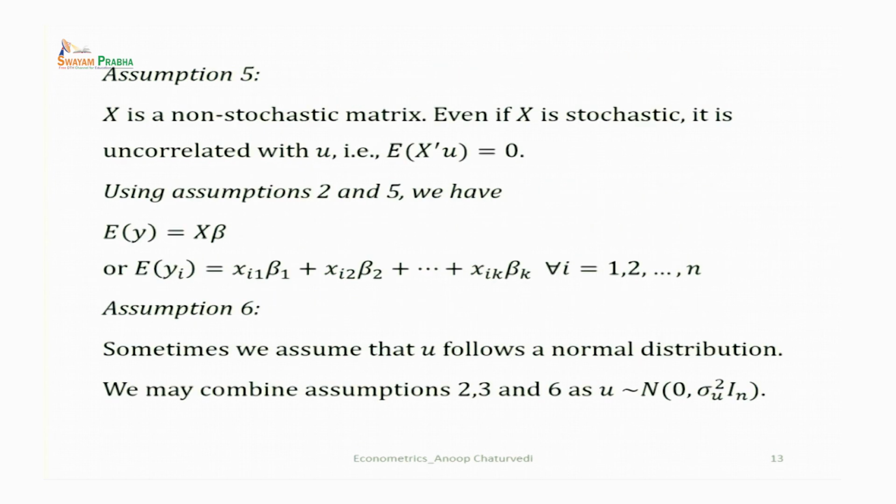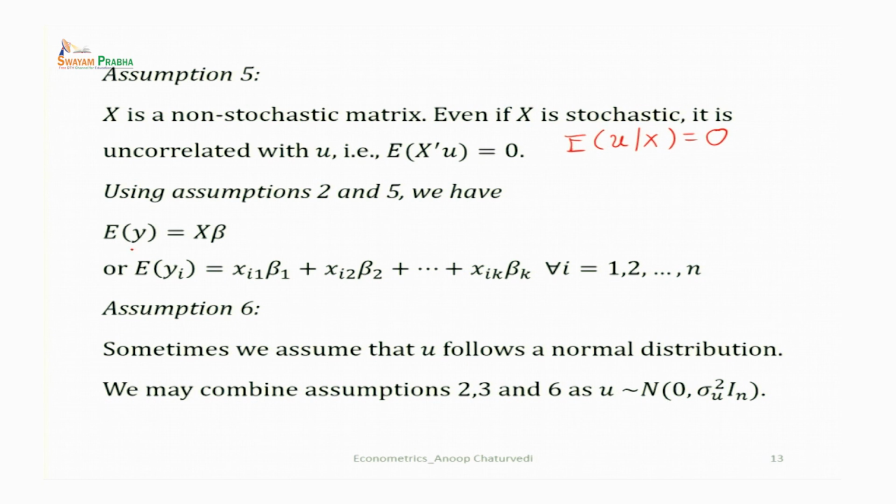The next assumption 5 is that X is a non-stochastic matrix, or even if X is stochastic, it is uncorrelated with U. That is, expectation of X transpose U is equal to 0, or you can say expectation of U given X is equal to 0. U is uncorrelated with X.